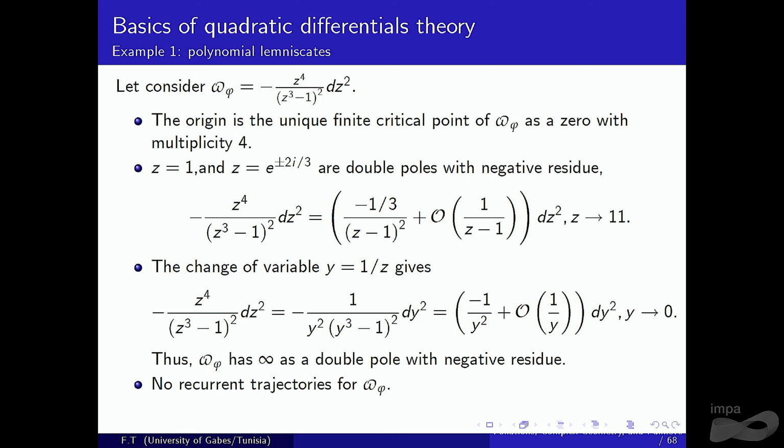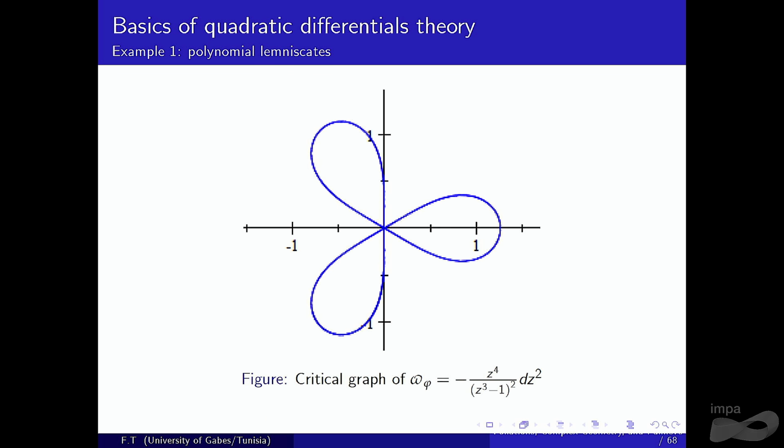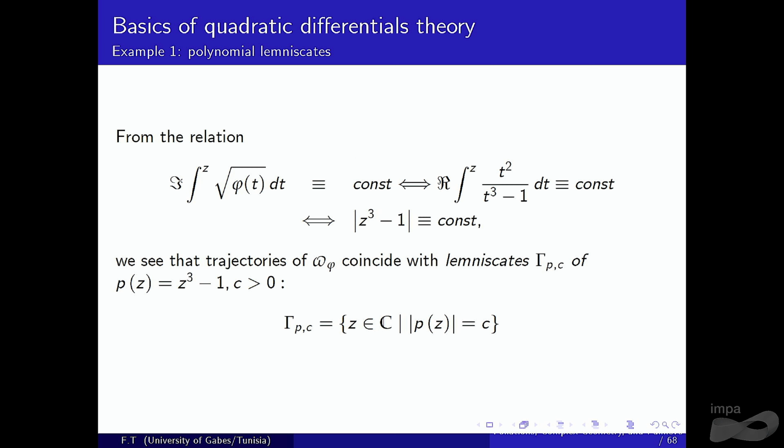Of course, we can avoid the recurrent trajectory using the theorem above. Then using the fact that the critical graph is symmetric with respect to the real axis, and of course, we are familiar with quadratic differentials, we can get immediately the critical graph of this quadratic differential. On the other hand, from this relation, we see that the trajectories of our quadratic differential coincide with what we call the polynomial lemniscate of the polynomial z to the power 3 minus 1.